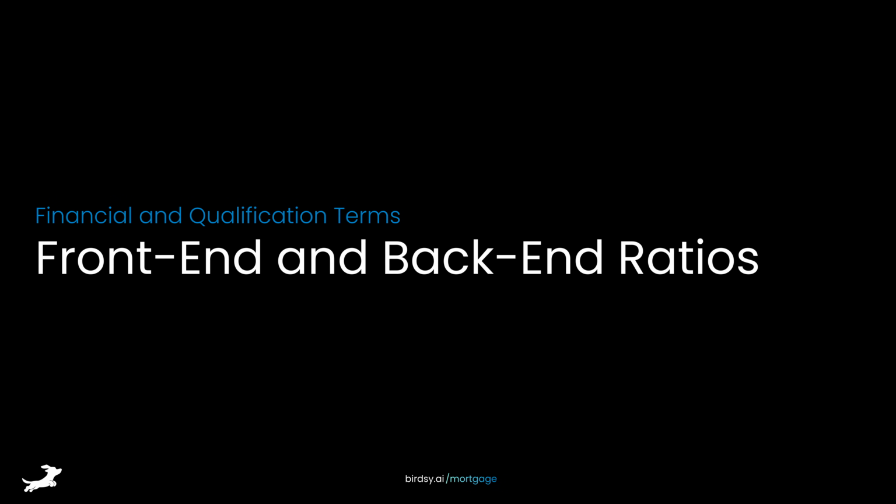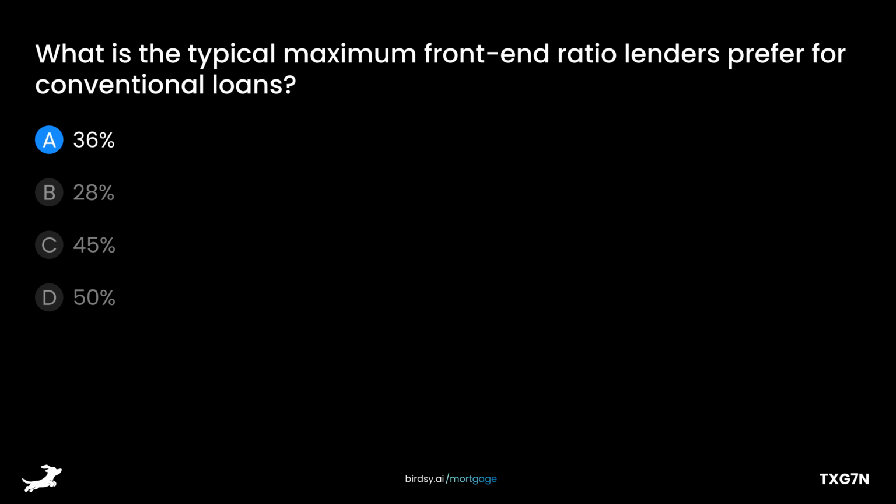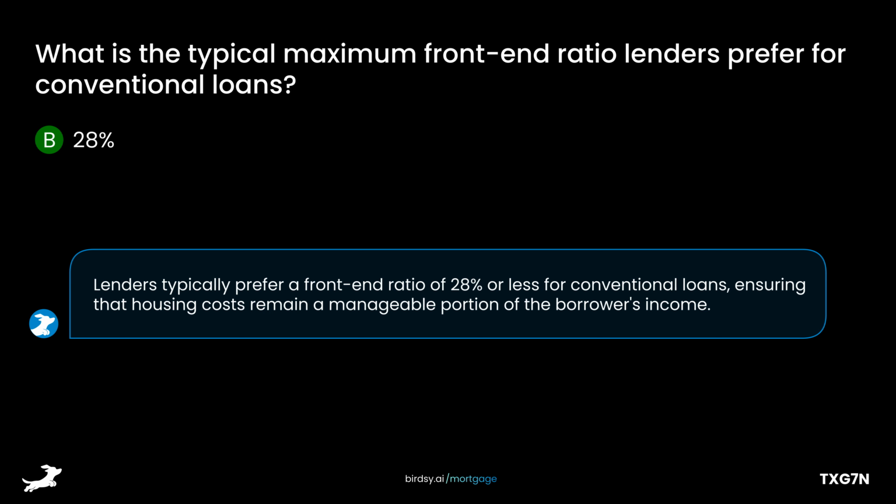Front-end and back-end ratios. What is the typical maximum front-end ratio lenders prefer for conventional loans? Is it A, 36%, B, 28%, C, 45%, or D, 50%? The answer is B, 28%. Lenders typically prefer a front-end ratio of 28% or less for conventional loans, ensuring that housing costs remain a manageable portion of the borrower's income.